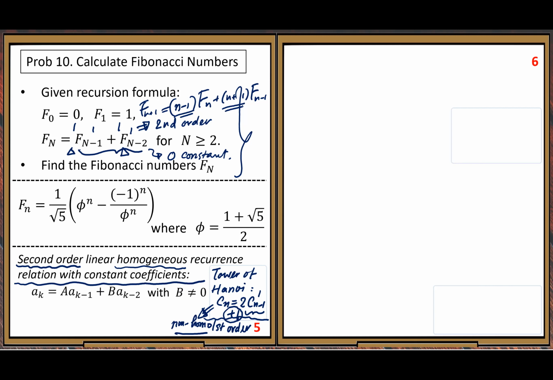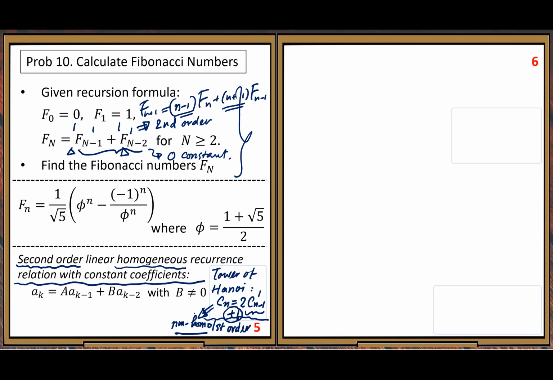We consider a general case, not just this special example. The general case: a_k equals capital A times a_{k-1} plus capital B times a_{k-2}, with B not equal to 0. Because if B equals 0, it becomes first order, not second order. Here we only want to consider the second order. First order is much easier, so we do not worry about it.